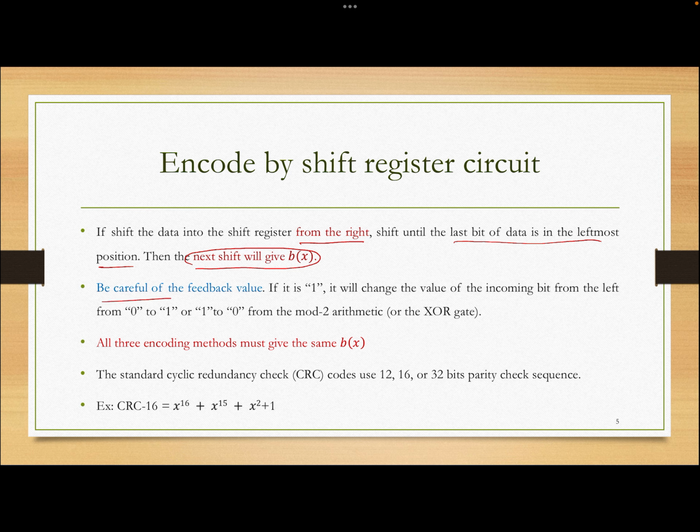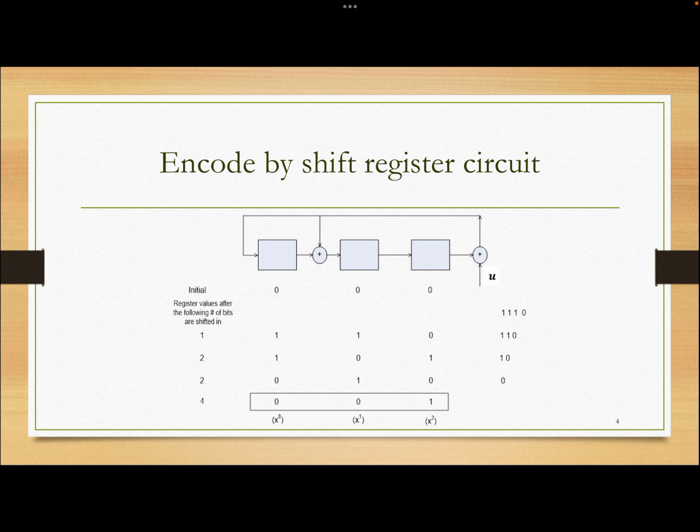And be careful of the feedback values, okay? If it is a 1, it will change the value of the incoming bit. Let me show you this. When you have the XOR gate here, if the feedback here is 1, the value will change, 0 to 1, 1 to 0. This means that the feedback is 1. But if the feedback is 0, then the value will not change, so 1 to 1, 0 to 0. The feedback here is 0, okay?